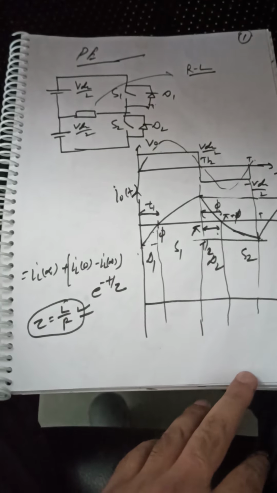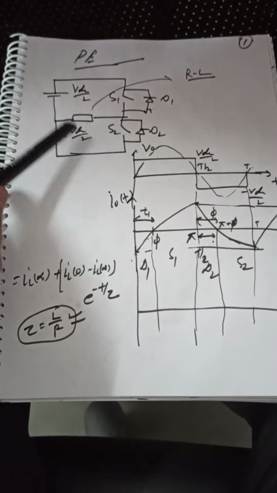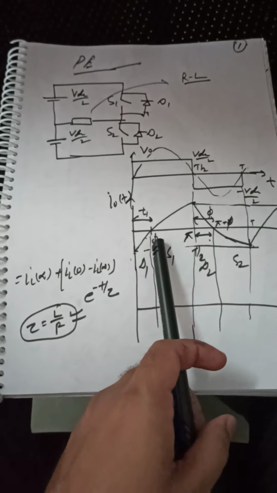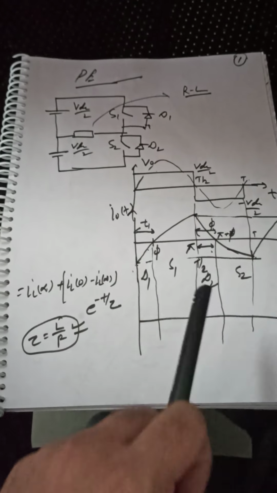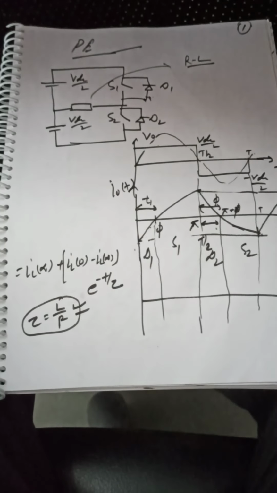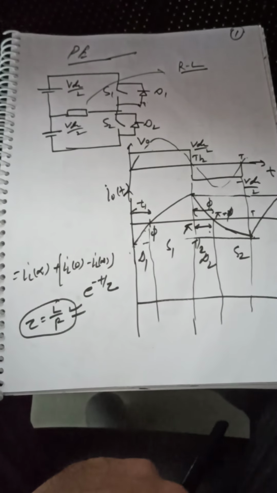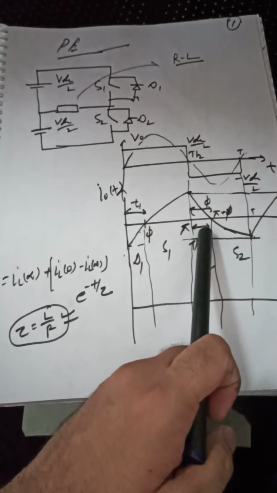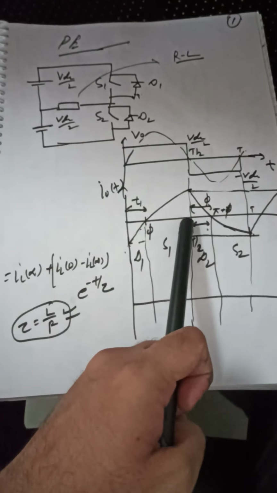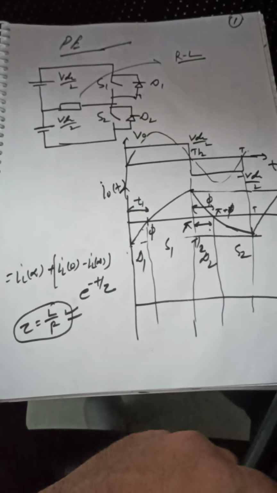You can easily recall that when an RL load is connected across the VDC, then the current will follow an exponential waveform. The shape of the current will be an exponential graph. Now, this exponential graph will have a positive component and then a negative component. Now coming back to the second part of this waveform, which again has an exponential waveform comprising a positive part and a negative part.